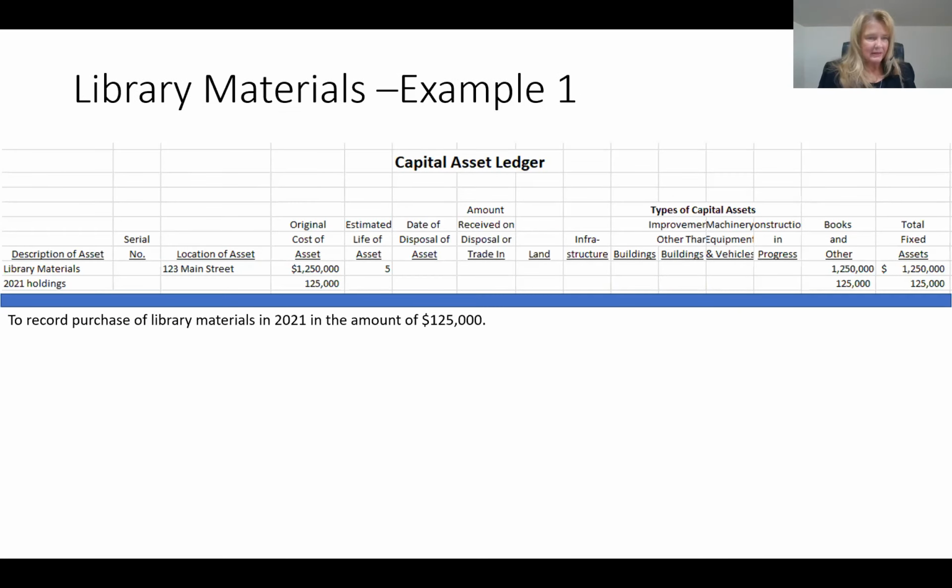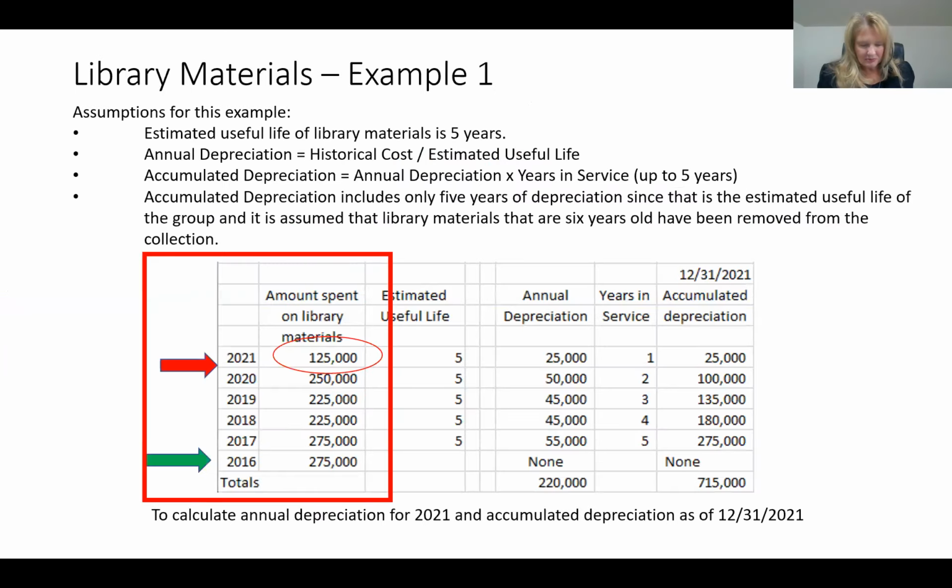Okay, so let's say in 2021, I purchase $125,000 worth of books. On my capital asset ledger, I've got the library materials I started out with that I still have, $1,250,000. And then I'm going to add my 2021 holdings of $125,000 that I've purchased. So that's how to record that.